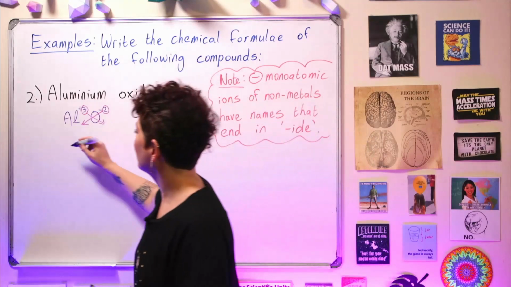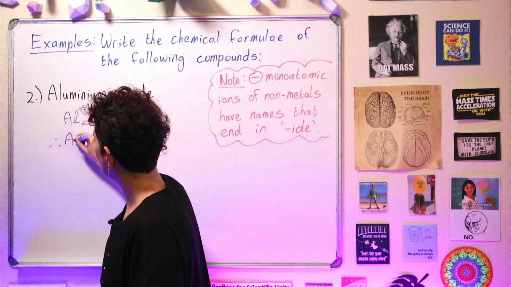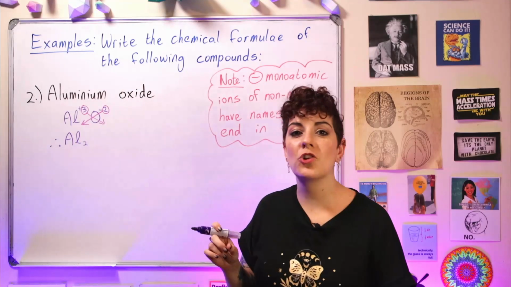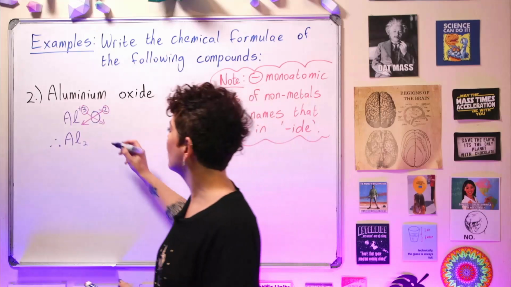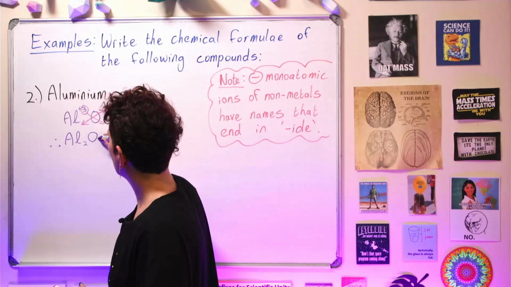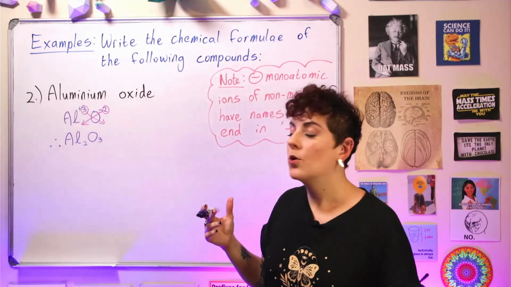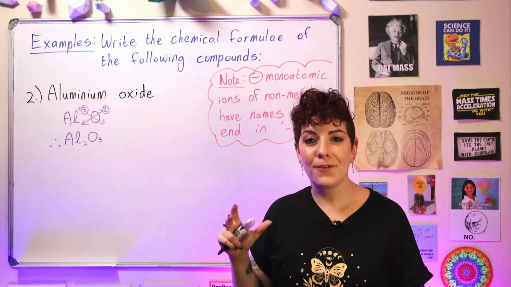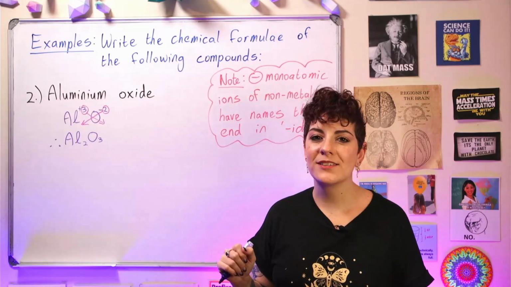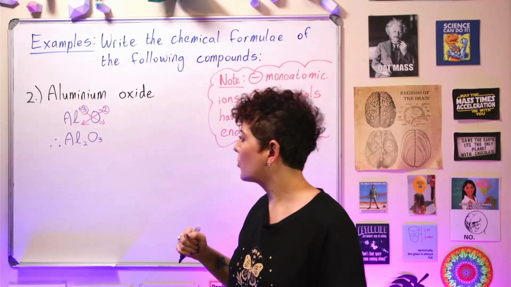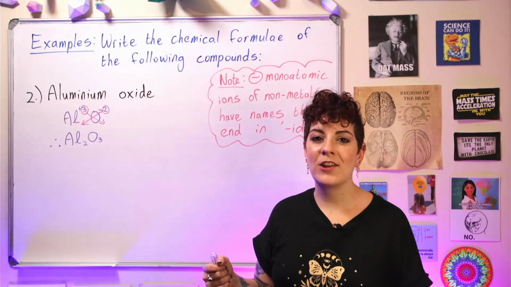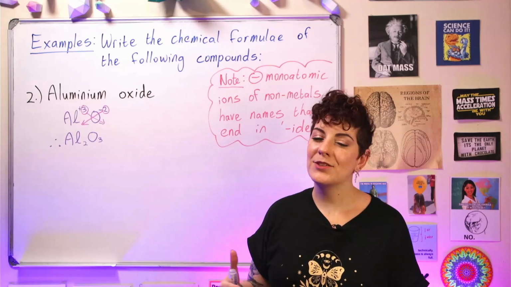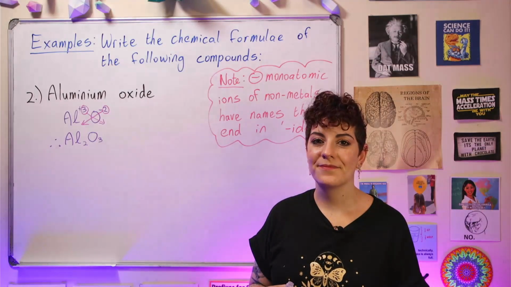So it's going to therefore be Al, and its subscript is 2, which came from the -2 charge of oxygen, and O, with a subscript of 3, which came from the charge of +3 from the aluminium. So the formula of aluminium oxide is Al2O3. It has 2 atoms of aluminium that go together with 3 atoms of oxygen. Let's move on now to example 3.